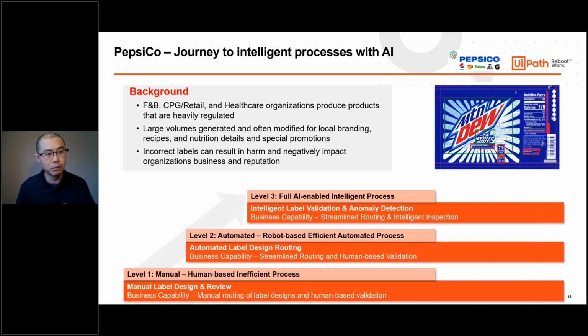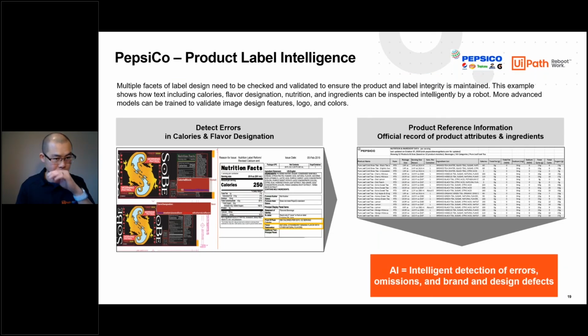In fact, this is what we were able to do using AI Center. We were able to take a look at the various labels, do a comparison, and map the information that we were able to read from the labels using computer vision against an official product record of what those attributes are supposed to be. So think of this as the ground source of truth. This is what it should say, and here's what it actually said.